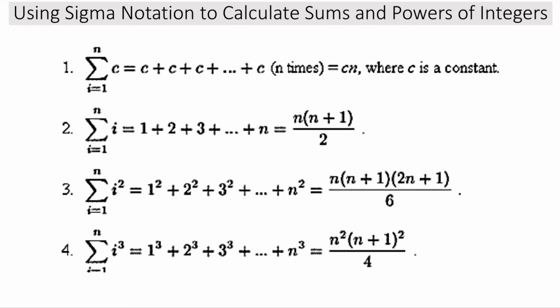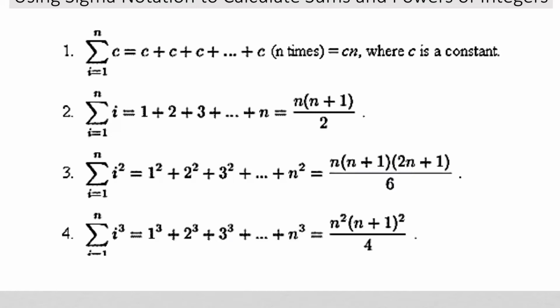And then the last one here would be the sum of integers cubed. So 1 cubed, 2 cubed. Let's use 100 again, all the way to 100 cubed. So this would be 100 squared times 101 squared divided by 4. That gives you the sum of all these integers cubed.